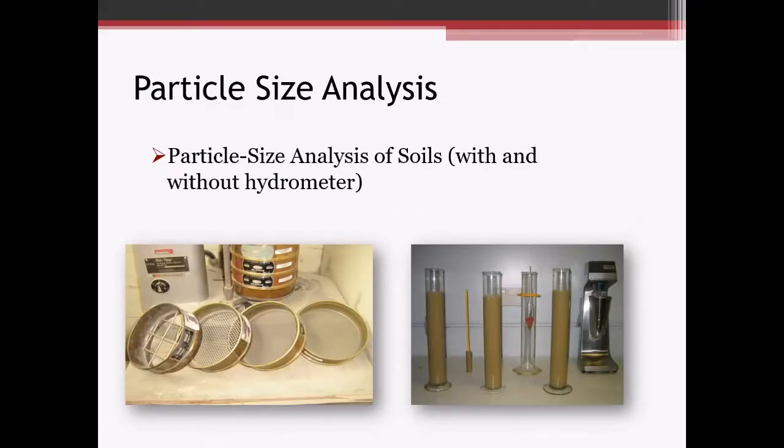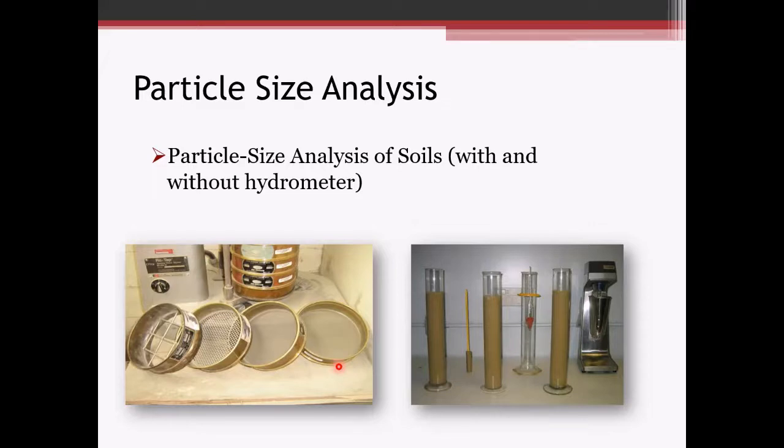So the particle size analysis, there's typically 2 components to it. The first component, you can see here to the left, is a series of sieves. The soil sample with the appropriate size is ran through the series of sieves down to a number 200 sieve, which has a square opening of 75 microns. Everything that's retained above the number 200 sieve is going to be sand and gravel. Everything that passes through the number 200 sieve is going to be silt and clay.